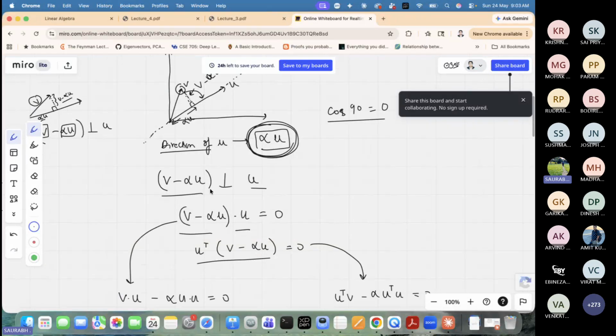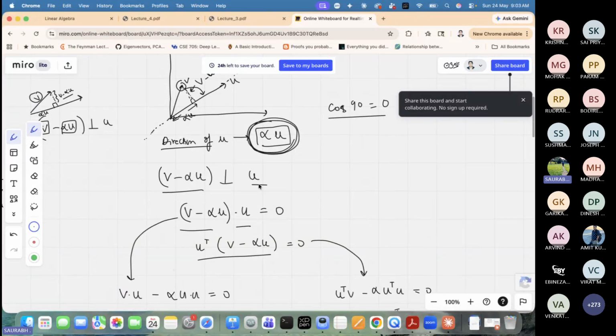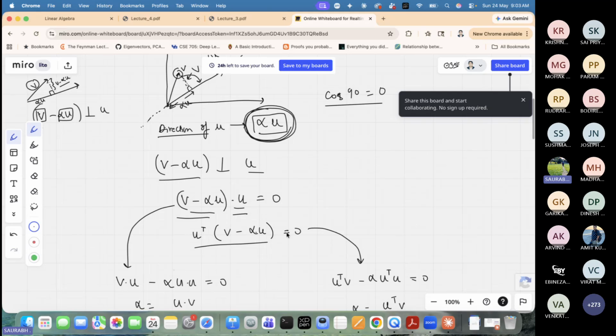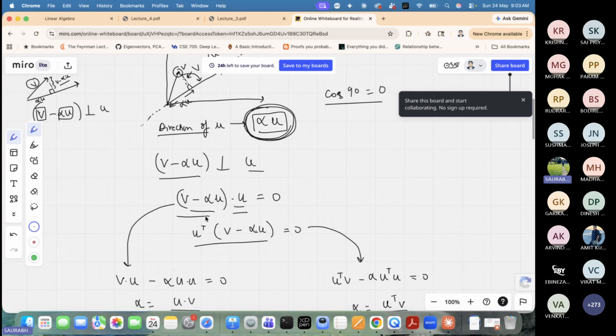So v minus alpha u is perpendicular to u, basically. That's what you also saw, right? This particular part, v minus alpha u, where my cursor is, is perpendicular to u, basically saying (v minus alpha u) dot u is equal to 0, or u transpose (v minus alpha u) is equal to 0. It's the same thing, two different views of the same thing, right?